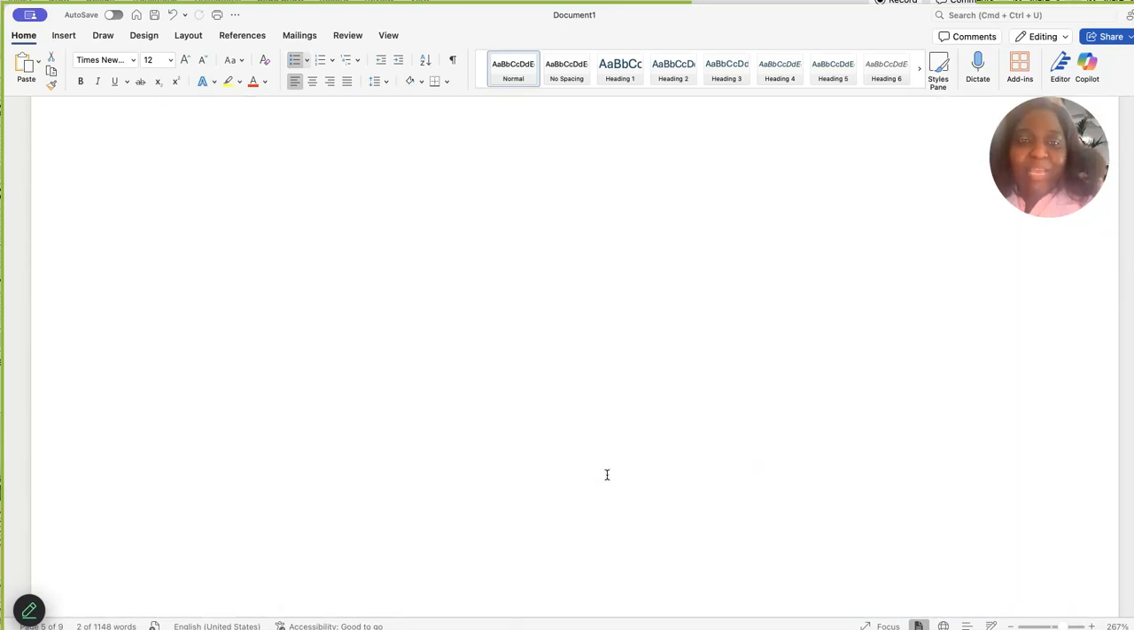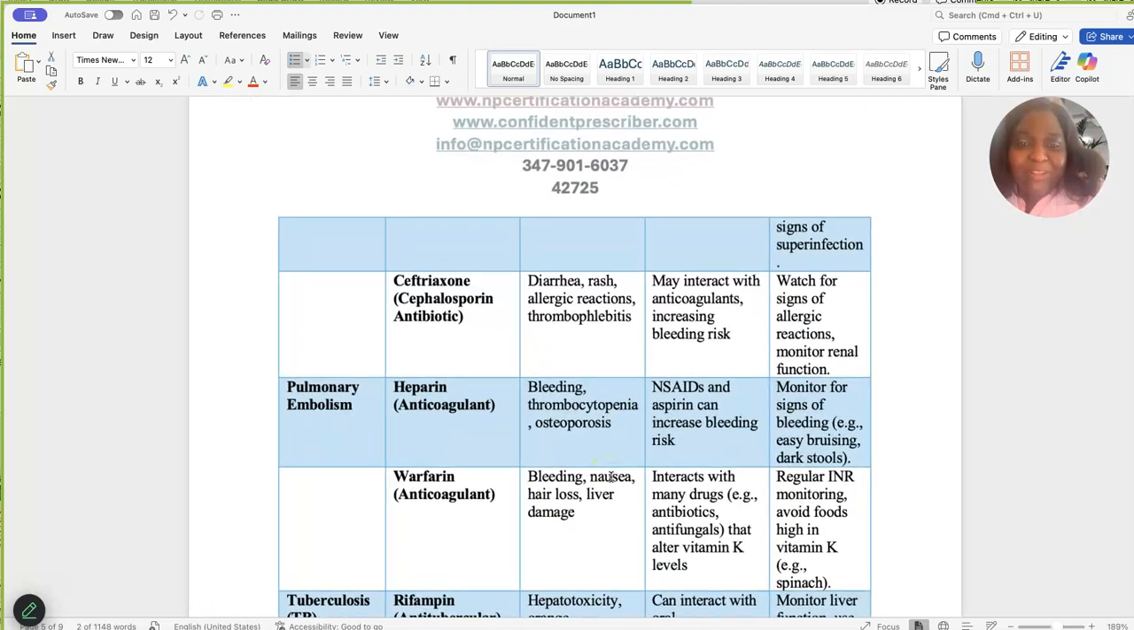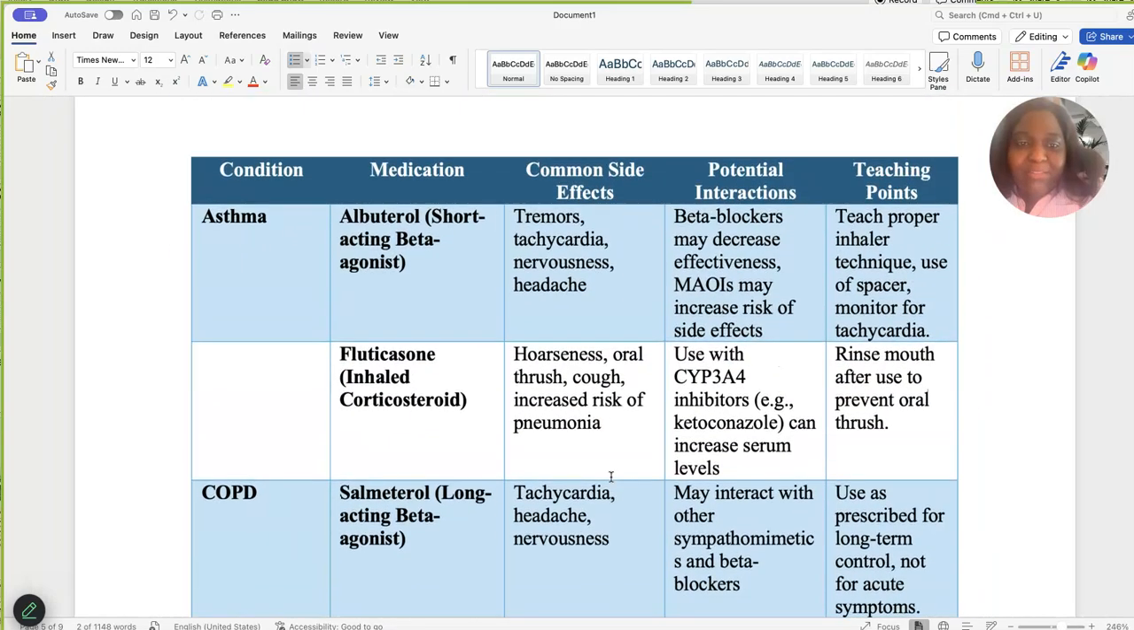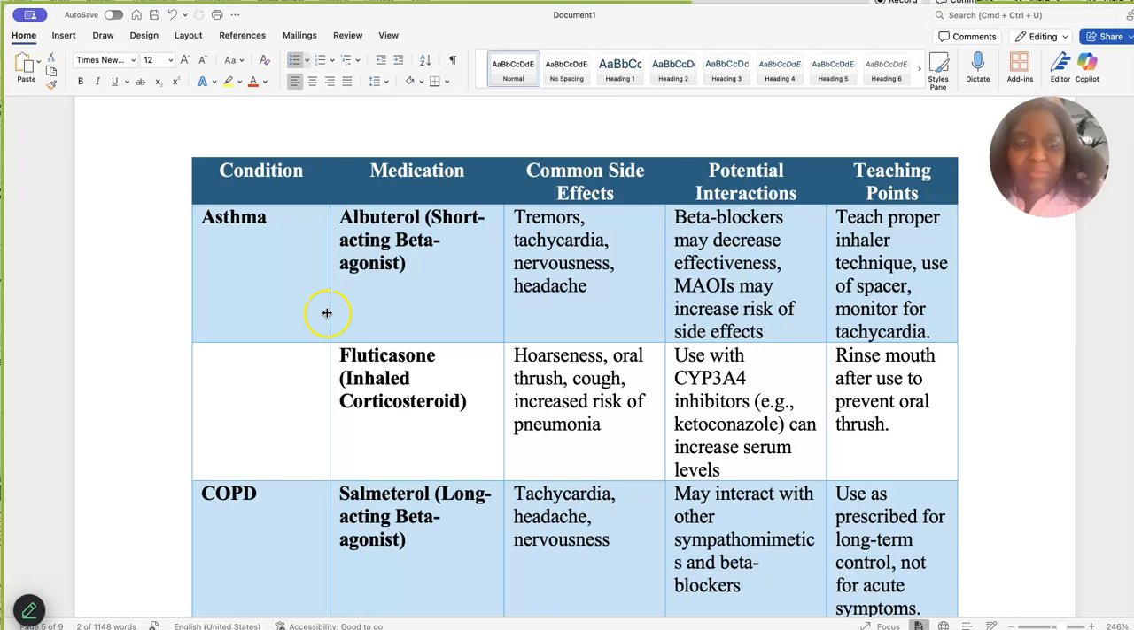At this time, we're going to get started with pharmacology. Are you ready? Let me see if my note is not lost somewhere. All right, so now the first drug we're going to talk about. Okay, now we have the conditions. What do we do for asthma? Albuterol, fluticasone. Let's talk about those two drugs.